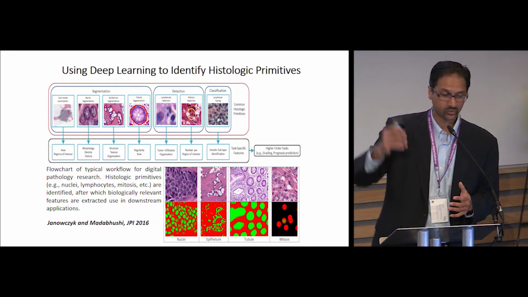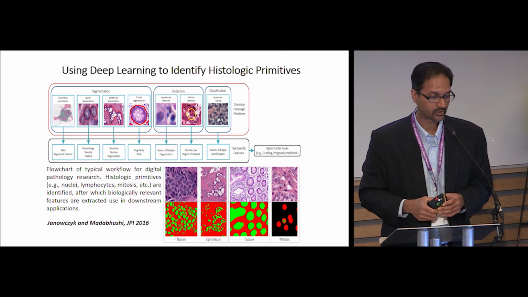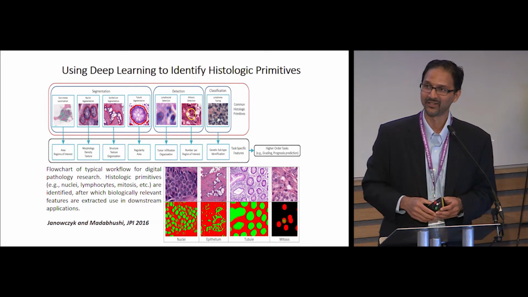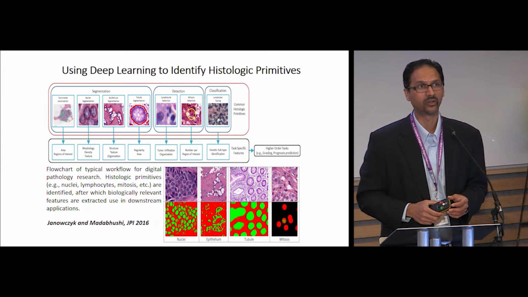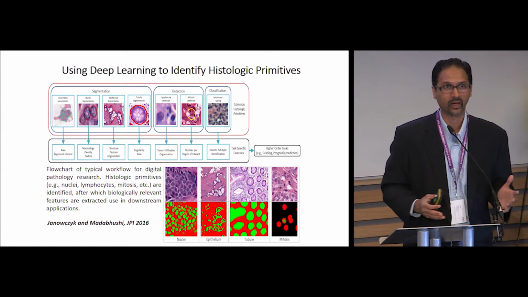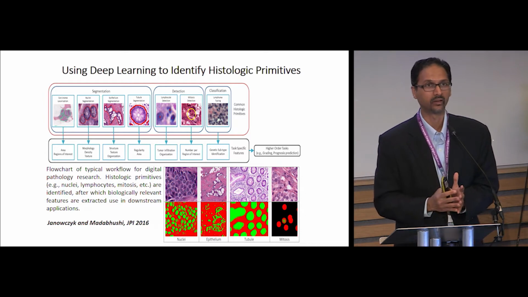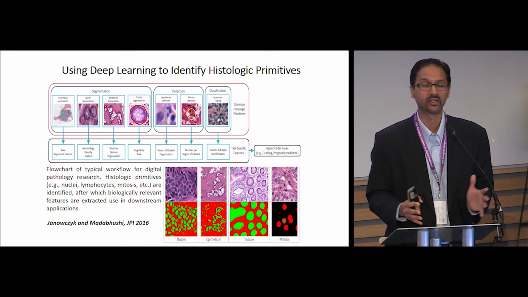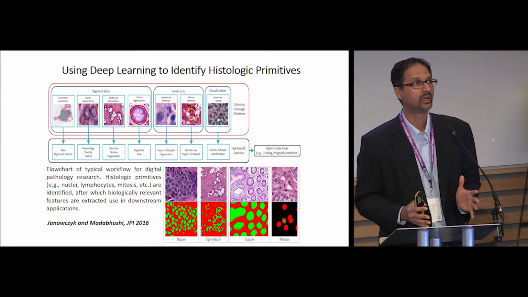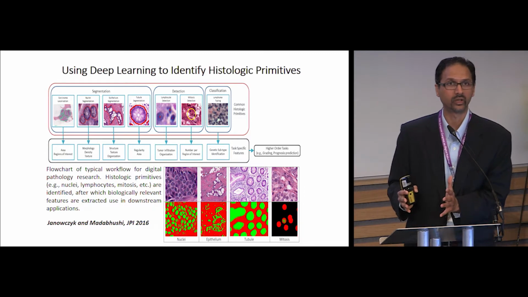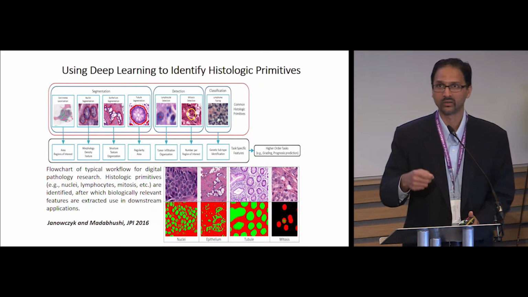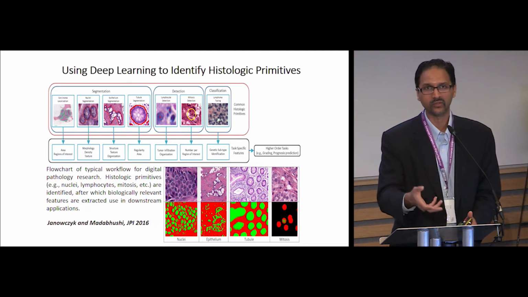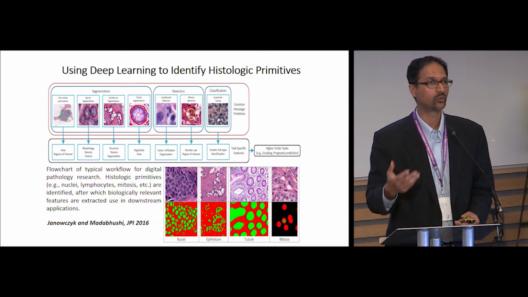Andrew Janowczyk, who's also in the room, who I've had the pleasure of working with for about 10 years now, came out with this excellent paper a couple of years ago where Andrew essentially took deep learning and applied it across a number of different histologic primitives. So he showed in this paper that not only could you look at nuclei, but you could use it to go in and identify mitotic figures, you could identify tubules, you could identify lymphocytes, and also do tissue-level classification.